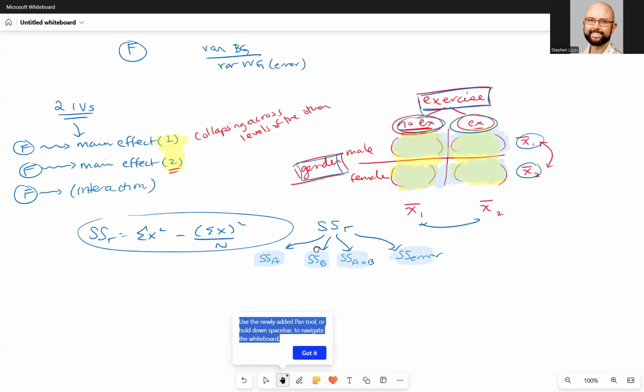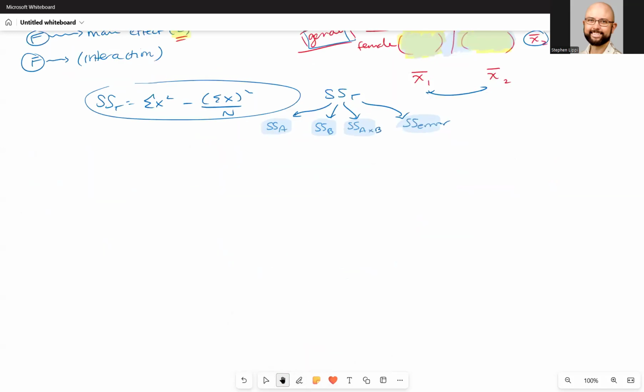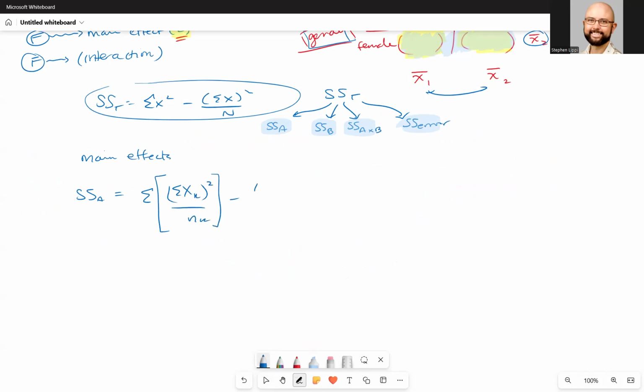So if we move this down a bit, your sums of squares total is solved here. When we look at our main effect sums of squares, we have sums of squares of, let's say, A is equal to the sum of x sub k squared over n sub k minus sum of x's squared over n. And so when we break down this portion here, sum of x sub k just means the sum of x's in each of those specific levels.